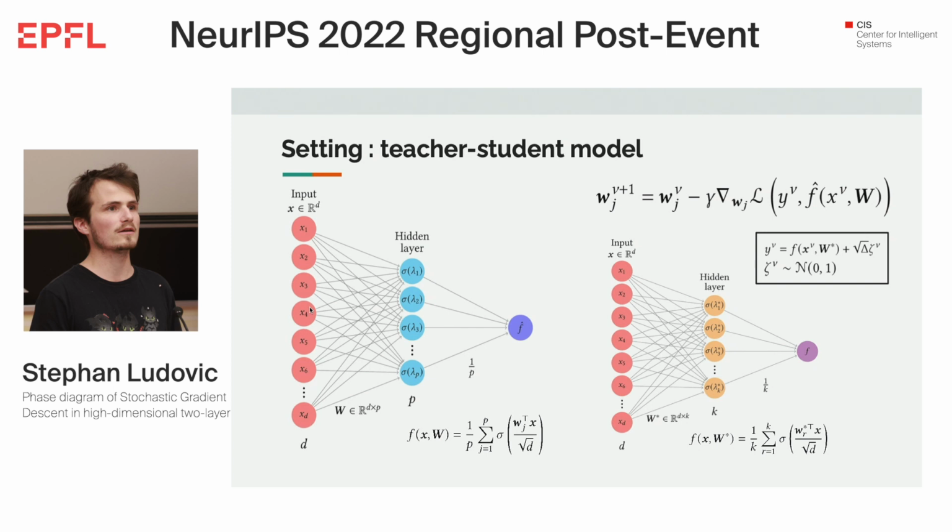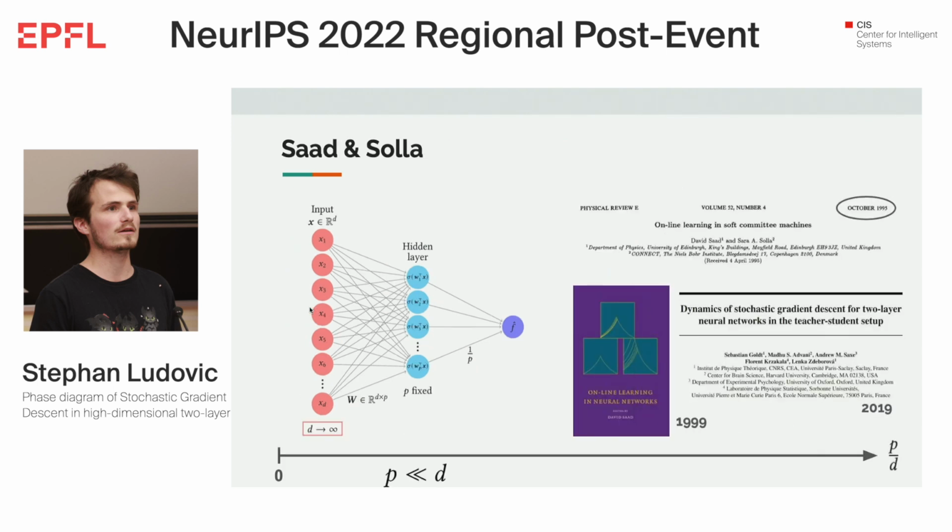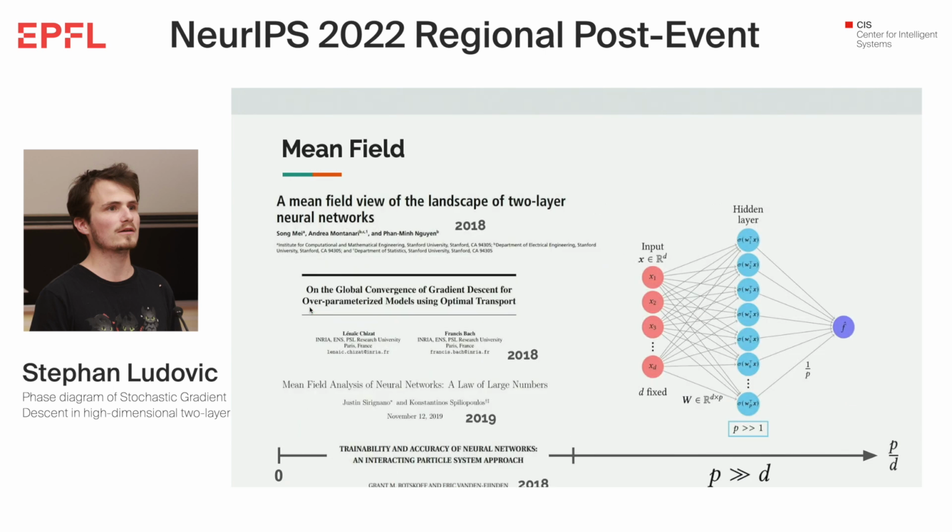And it's a very well-studied topic, and there are basically two main lines of study for that. The first and oldest one is the so-called SAD and SOLA approach, which mostly works in the high-dimensional setting and approximates the dynamics of the learning with a differential equation. On the other hand, when the number of neurons is large and the dimension is usually fixed, you have the mean field approach, which approximates the neurons by a measure in R^D, and then approximates the dynamics by a partial differential equation on this measure.